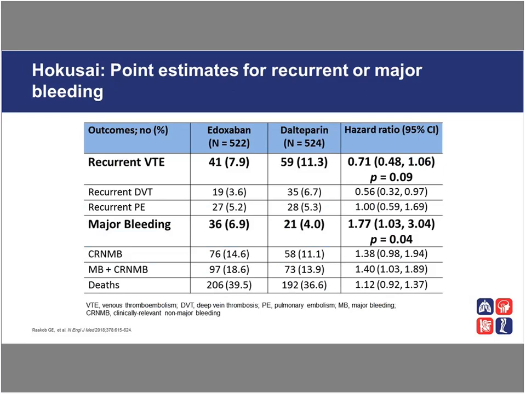We here have the exact point estimates for recurrence and major bleeding separated out. When we look at the rate of recurrence of VT specifically, in the edoxaban group it was 7.9% versus 11.3% in the dalteparin group. And we see there what the hazard ratio is, 0.71. Most of it was actually driven, as you can see, equally between recurrence of DVT and recurrence of PE.